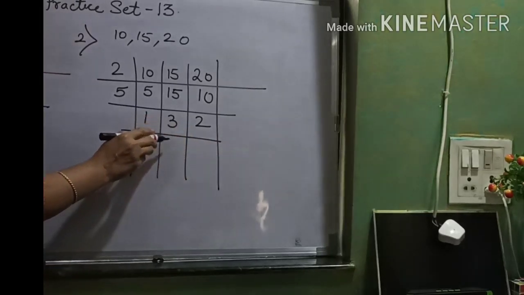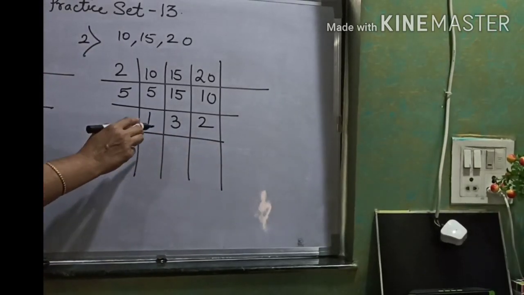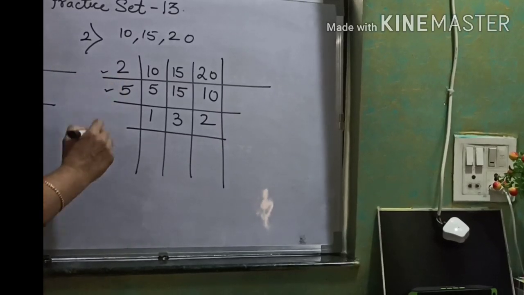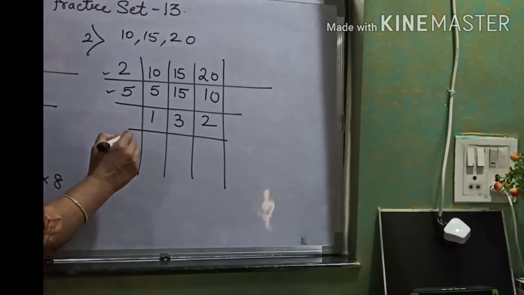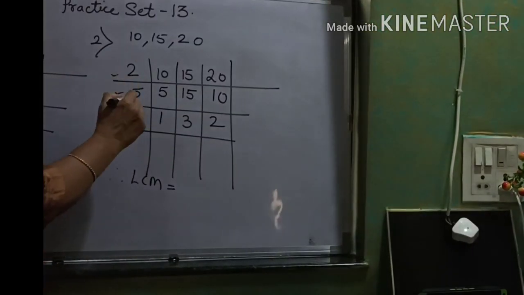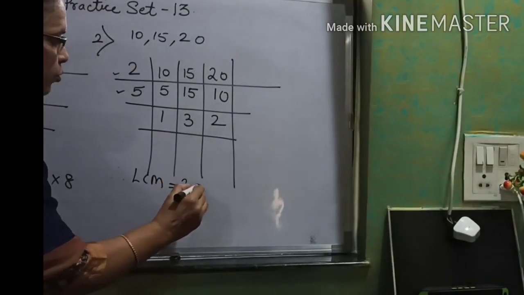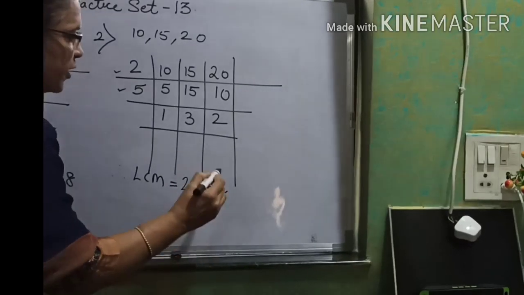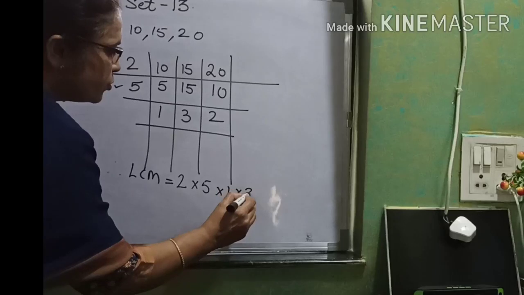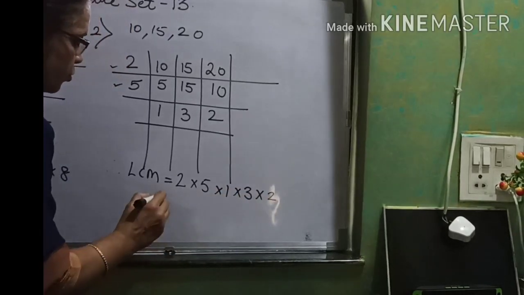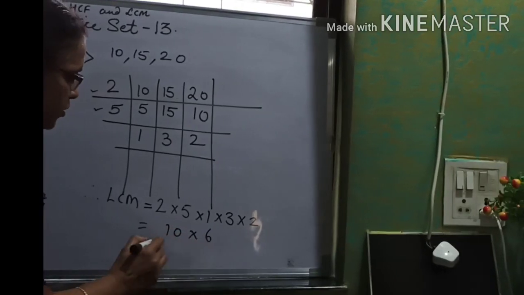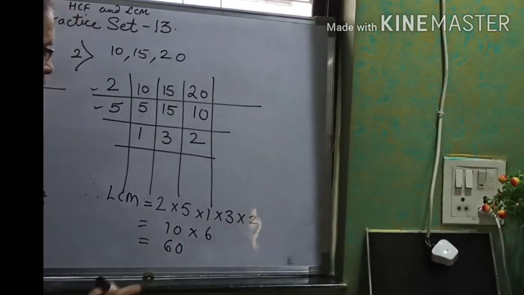Now further we cannot divide these numbers. So we have to stop here. Now the common numbers are 2 and 5. The LCM will be the multiplication of the numbers on the left side, 2 into 5, multiplied by the last column, that is 1 into 3 into 2. So 10 into 6 which is equal to 60.